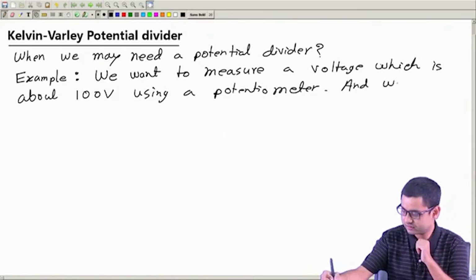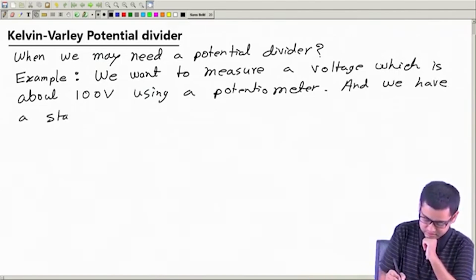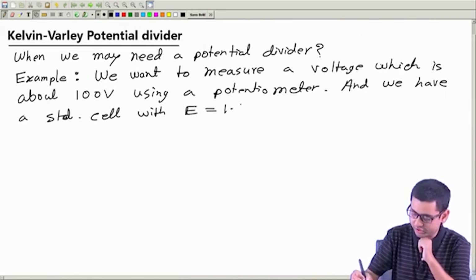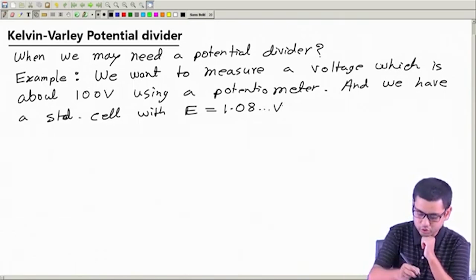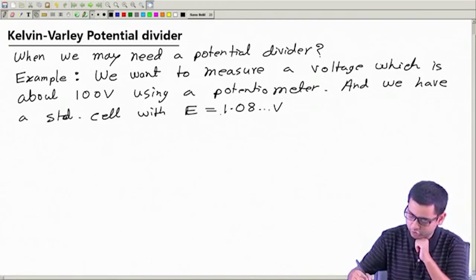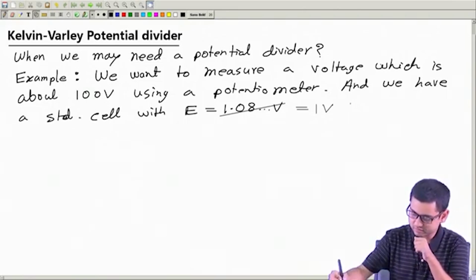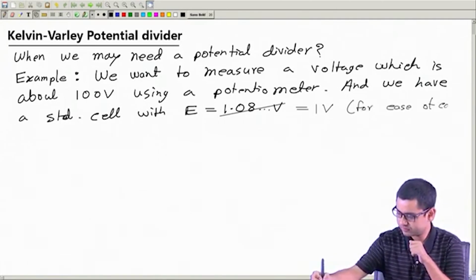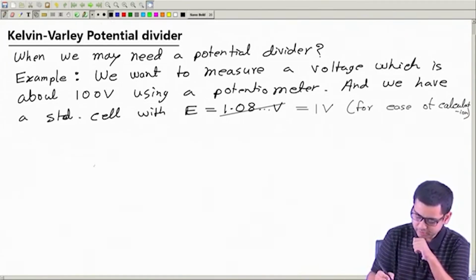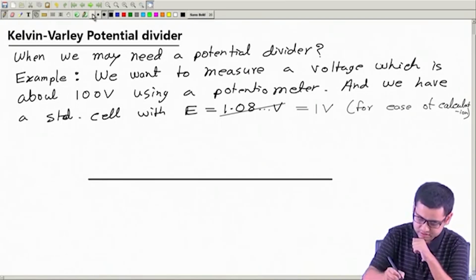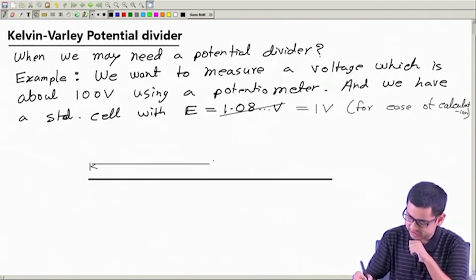And we have a standard cell with EMF E equal to 1.08 something. Okay. So, let us take it for ease of calculation to be 1 volt only. Now, suppose the length of the potentiometer wire is 11 meter. Say this length is 11 meter.